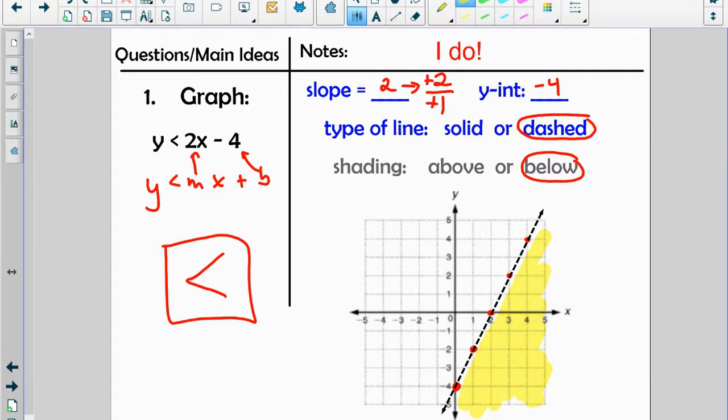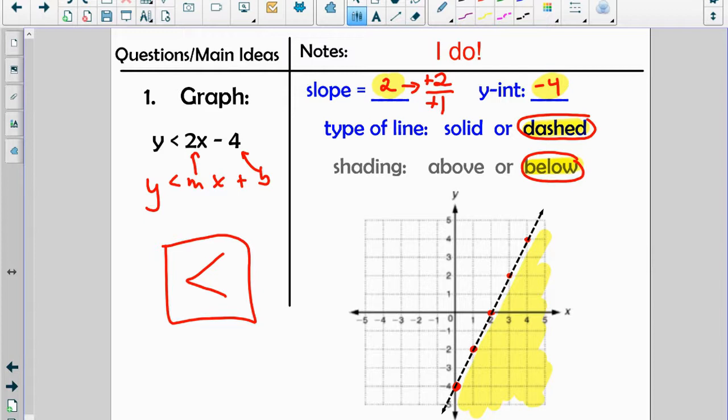And that's actually what we wanted to shade here. We said we want to shade below the line, and it was a dashed line with a slope of 2 and a y-intercept of -4. So all of the ordered pairs in that yellow shaded area represent solutions to that inequality.